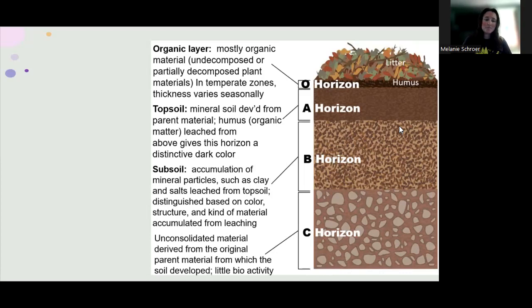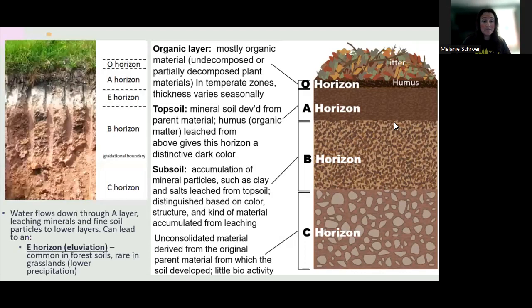Finally, the C horizon is derived from the original parent material, so it is the closest to bedrock, both in terms of location as well as composition. At this point, there's very little biological activity. There's no more humus at this layer. It really is the most inorganic of all the layers.